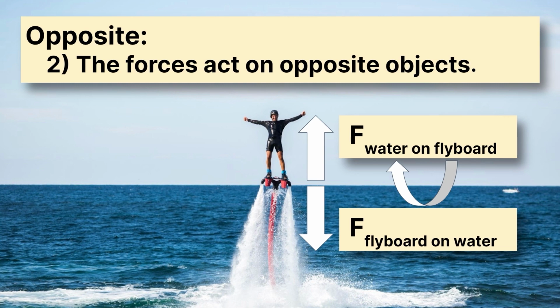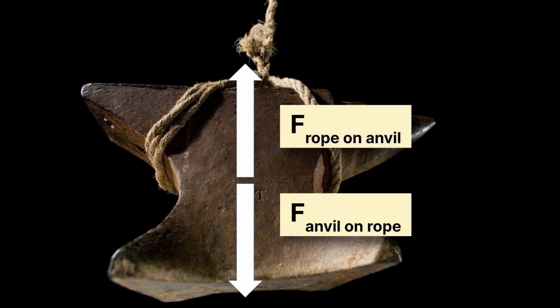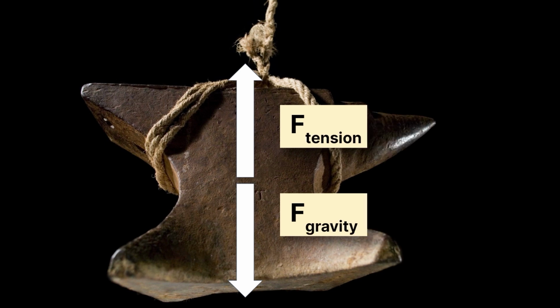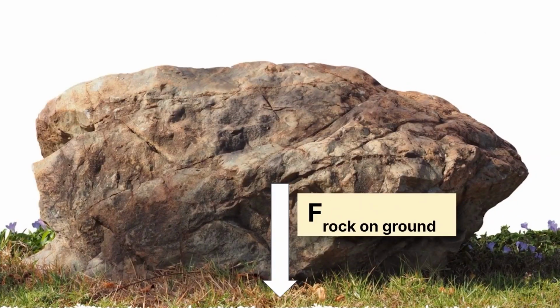We've actually seen Newton's third law pairs before. For example, we had this force of the anvil on the rope. So the force of the anvil is pulling down due to gravity, and that exerts a force on the rope. Well, the rope doesn't do nothing, it fights back. And it fights back with the Newton's third law pair, which is the force of the rope on the anvil. Typically, we've divided these two into the forces of tension and the forces of gravity. We've seen this same third law pair with our good friend Rock.